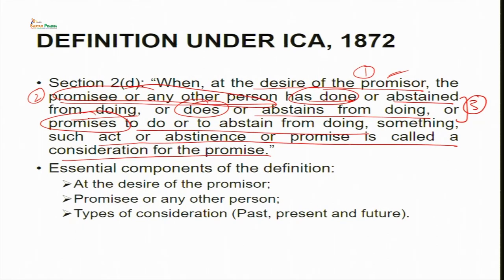Now, the third point which you can see on your screens, which I have highlighted, is has done or abstained from doing, does or abstains from doing, or promises to do or abstain from doing. This doing something or abstaining from doing something is something which we have already discussed. I had told you that when I say that one promises to do something, that means you are promising that you will be doing a positive act, doing an act for someone.